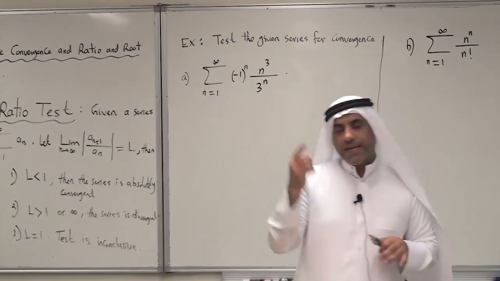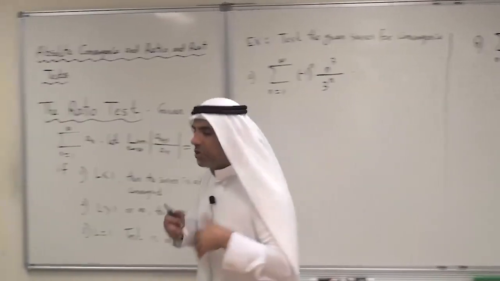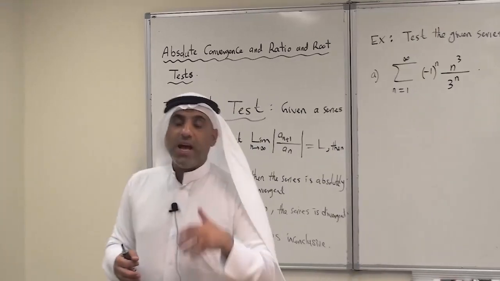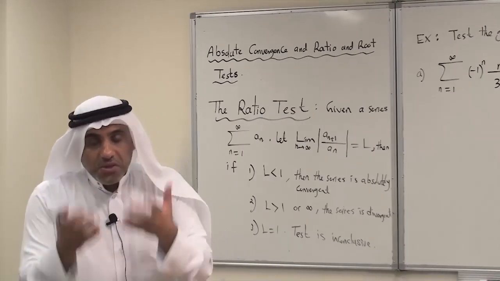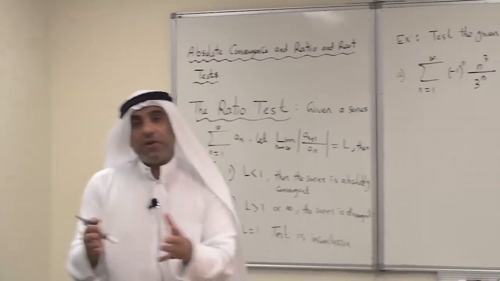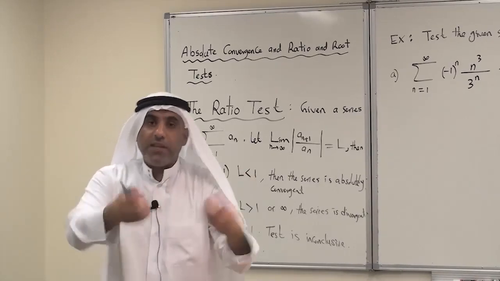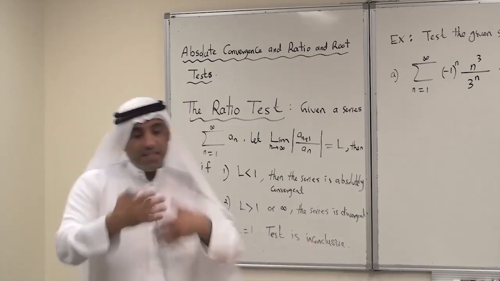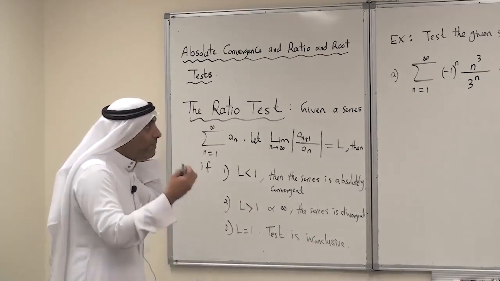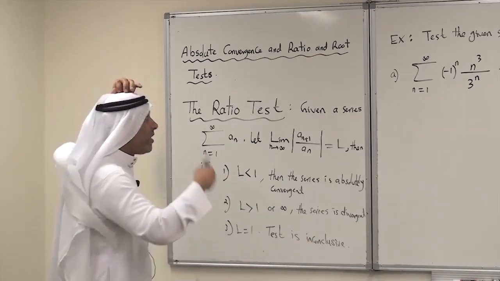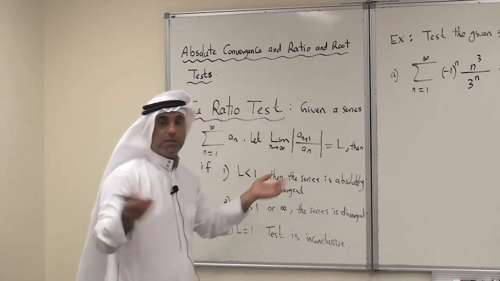When do we need to use the ratio test? When is it recommended to use the ratio test, and how to use it? It is recommended whenever you have powers of n, you have factorials, you have infinite products, something like this. It is recommended to use the ratio test. It is a very powerful test actually. We need it a lot when we talk about power series later.